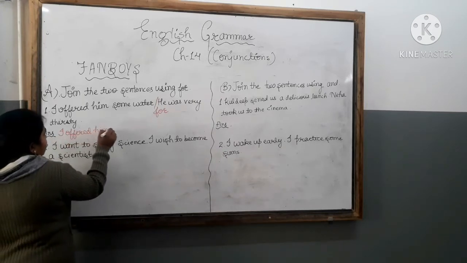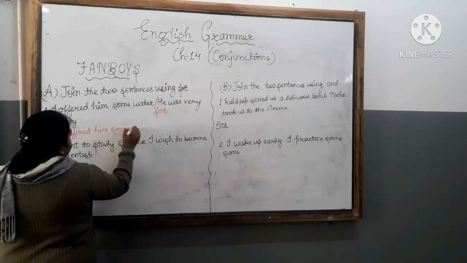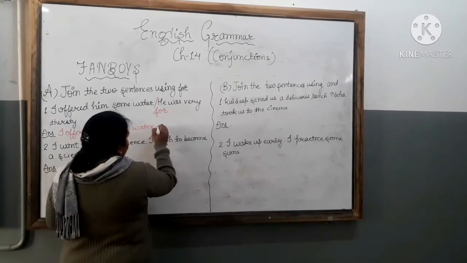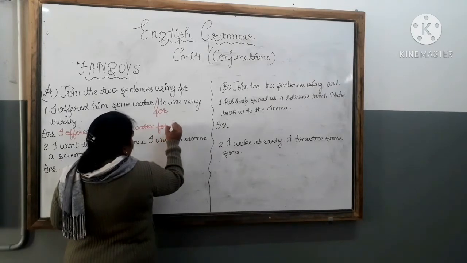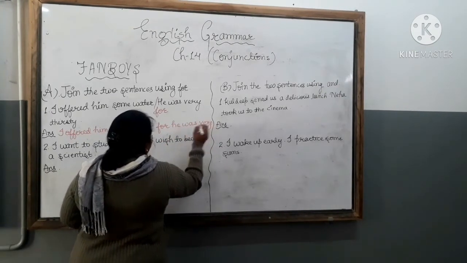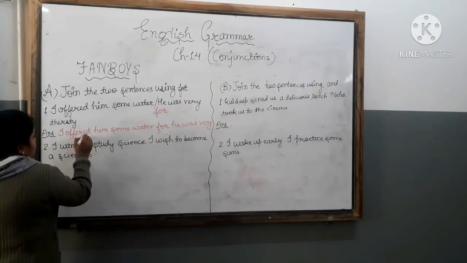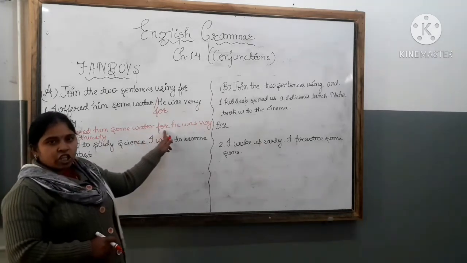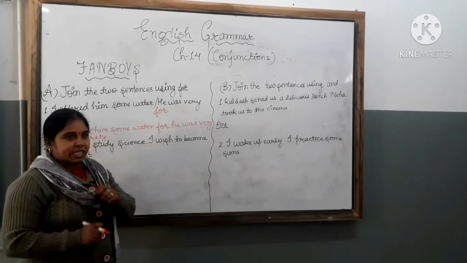offered him some water. What is the reason for that? For he was very thirsty. Okay, so here we will add for conjunction to make one sentence.